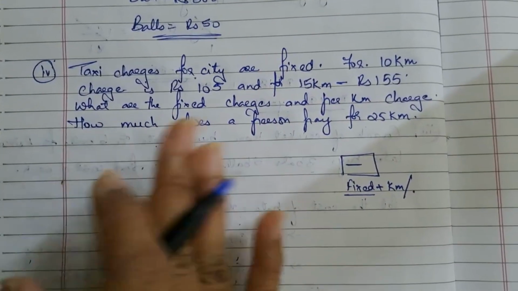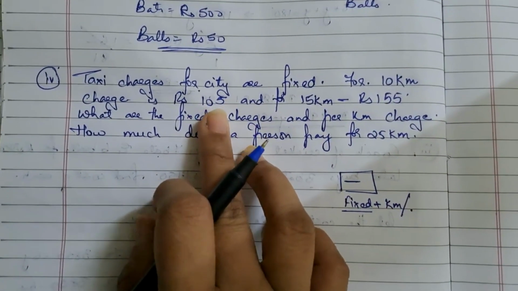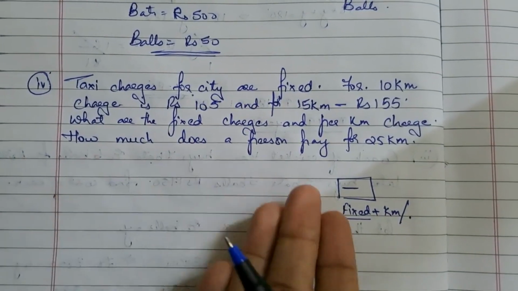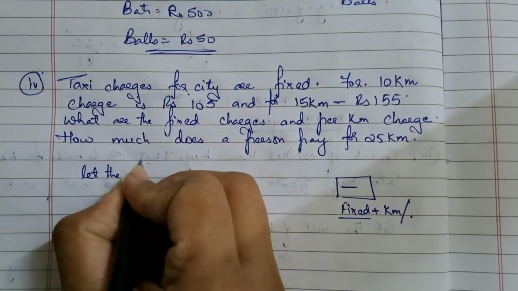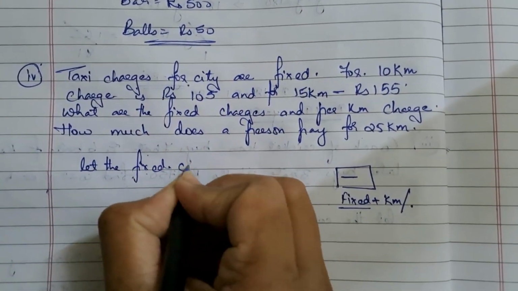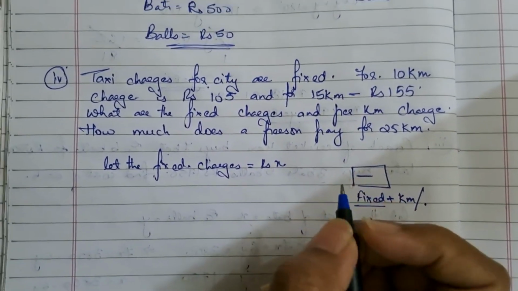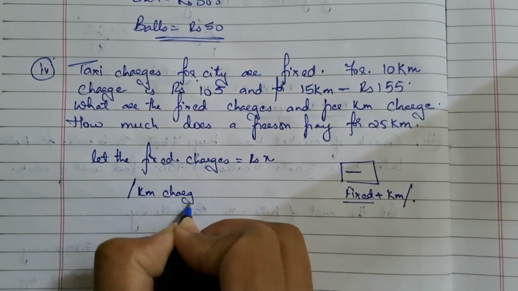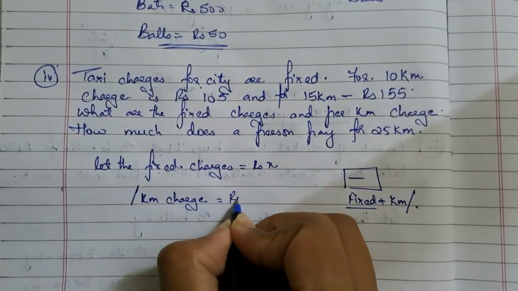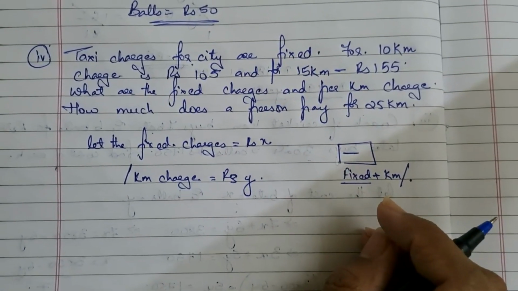So a person sits and travels for 10 kilometers and he is charged rupees 105. We don't know what the fixed charges are and what the per kilometer charges are. So we'll take, let the fixed charges be equal to rupees X, and per kilometer charge, let that be equal to rupees Y. This is what you're going to have.